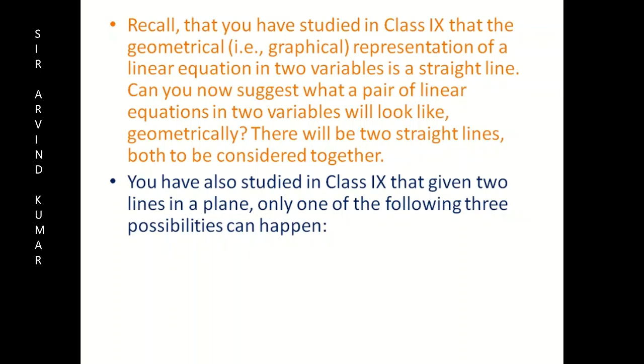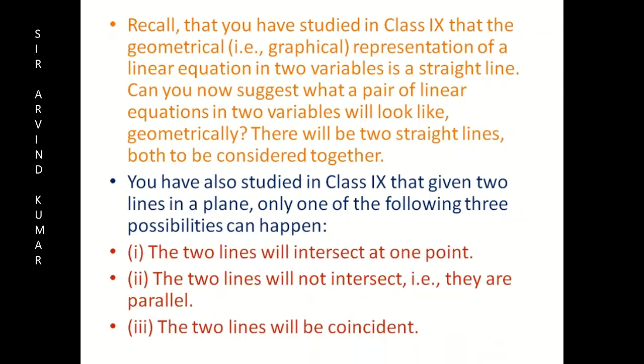Okay, now let me show you what the three possibilities are. First of all, the two lines will intersect at one point, intersecting lines. Second, the two lines will not intersect, that is, they are parallel. And third, the two lines will be coincident. Let us have examples for these with the figures.